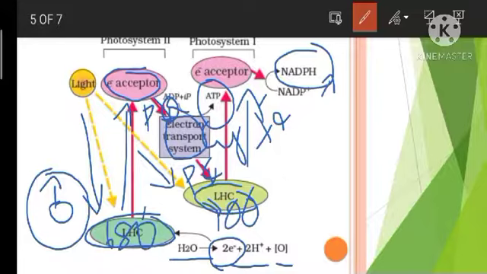This non-cyclic photophosphorylation is also said to be the Z scheme. Why is it said to be the Z scheme? When all the electron carriers are placed in a sequence on a redox potential scale, it gives the shape of the letter Z. That's why it is said to be the Z scheme. So non-cyclic photophosphorylation, we can also say it as the Z scheme of light reaction because it has the shape of the letter Z. So if Z scheme or non-cyclic photophosphorylation is asked, the same thing can be written.